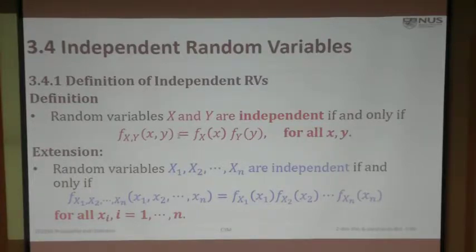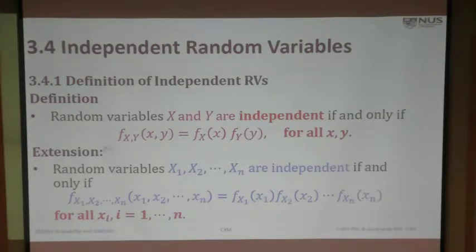And the clear extension is for the case where we have little n random variables, so now you have a sequence of random variables x1, x2, all the way up to xn. They are said to be independent if and only if, remember this is if and only if, so I'll explain that in a moment, the joint PDF or joint PMF of these random variables is equal to the product of the marginals.